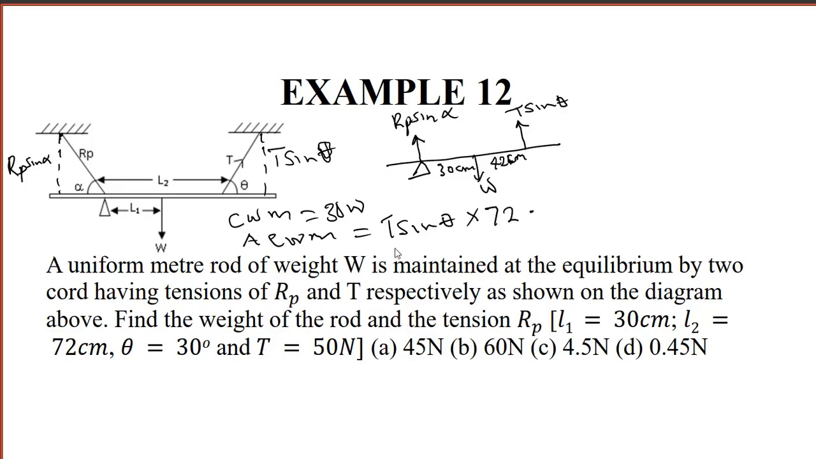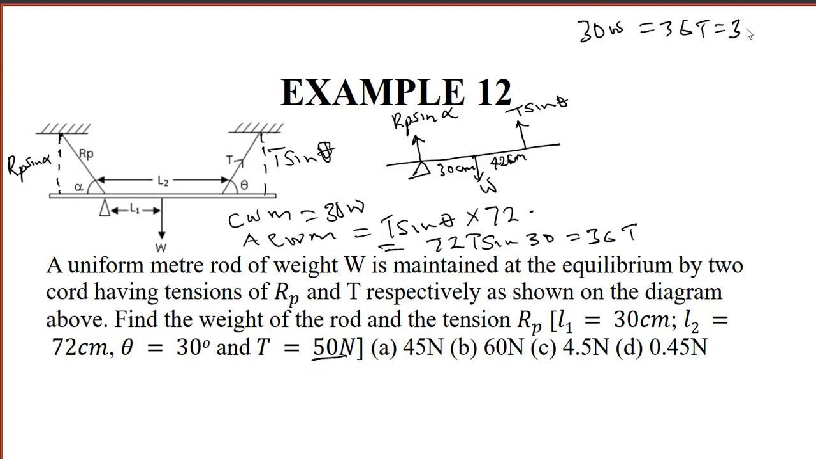Notice that theta is 30, so that would be sine 30, which is half. 72 divided by 2 is 36, so that would be 36T. Now the clockwise moment is equal to the anti-clockwise moment, so we are going to have 30W equals 36T. T itself in the question is 50 newtons.